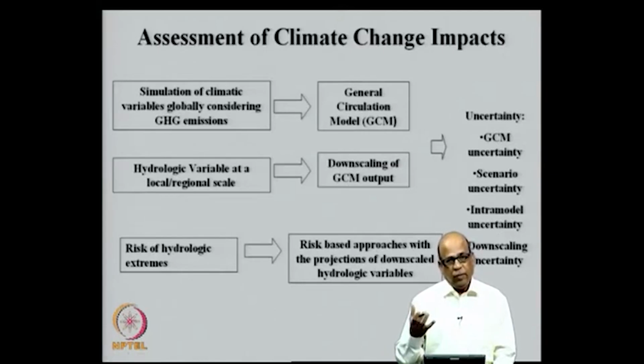Then as I said, from the climate models, we are bringing it down to hydrologic scales on hydrologic variables, and therefore, we are doing a particular type of downscaling. So, the downscaling itself produces certain uncertainty. So, there are a large number of uncertainties when we are talking about climate change impacts on hydrology. The methods, the tools, the techniques that we have studied in this particular course will all come in handy when we are addressing these kinds of uncertainties.